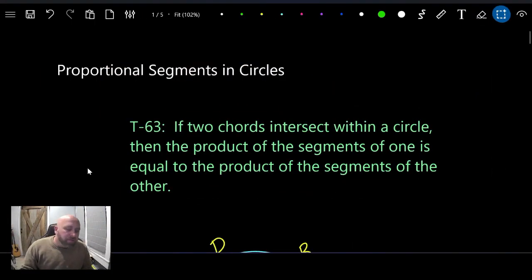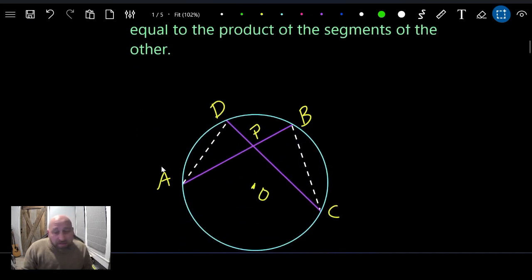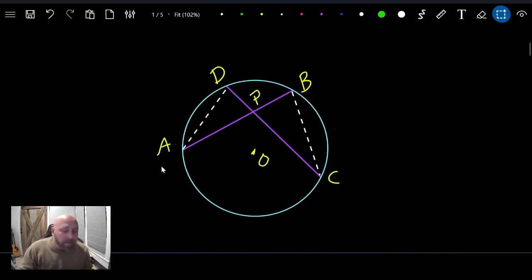So proportional segments in a circle. Theorem 63, you can look down here at the screen and then also look in your book. Theorem 63 says if two chords intersect within a circle, then the product of the segments of one is equal to the product of the segments of the other. This is one of those ones where you just kind of have to see it to make it make sense in your brain. So let's go ahead and take a look at this.